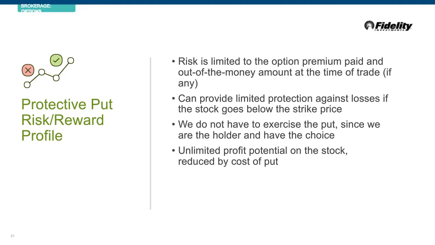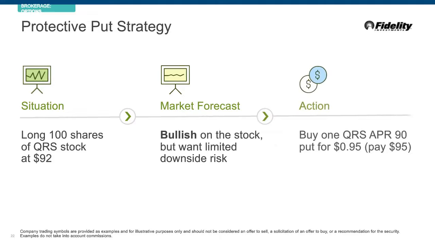So let's walk through our example here, similar to before. In this case, we have a slightly different stock. We have stock QRS. In our account, we already have 100 shares, and those shares are currently trading at $92 a share. Now, we're bullish on the stock. We still think it's going up, but we're concerned about the downside. Remember, all those things that might be making you nervous about downside, those are in play here. And so we want to cap that downside.